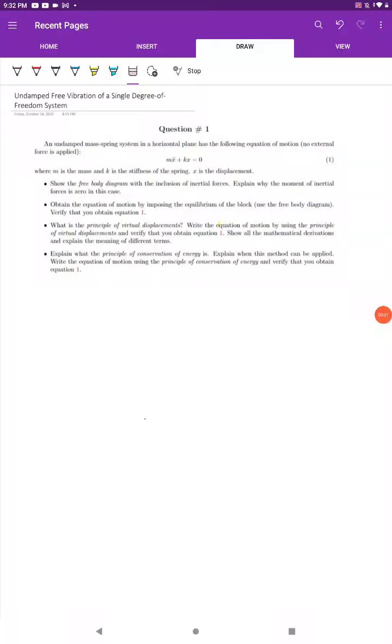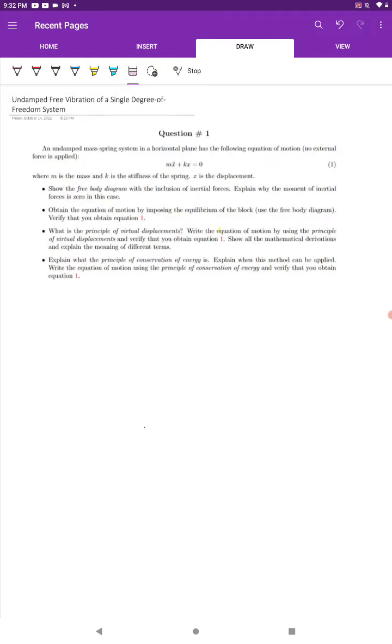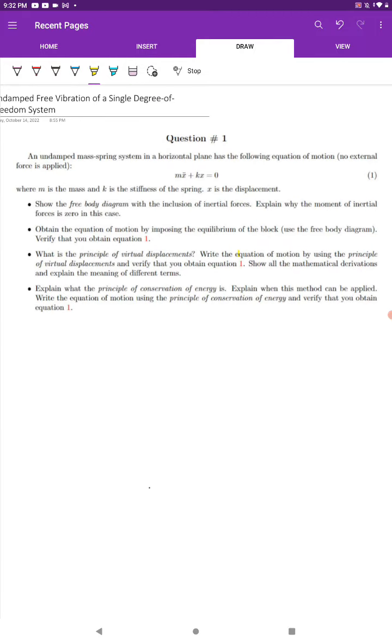Today we're going to go over examples of undamped free vibration of a single degree of freedom system. In the first example, we have an undamped mass spring system in a horizontal plane, and we were given the equation of motion, which is mx double dot plus kx equals 0. M is the mass, k is the stiffness, and x is the displacement.